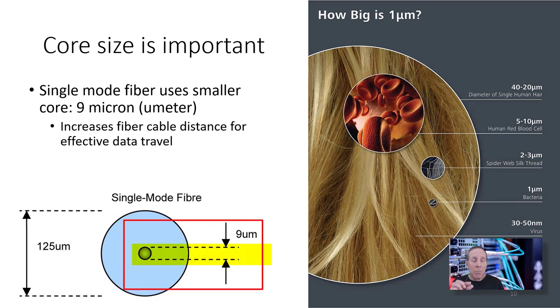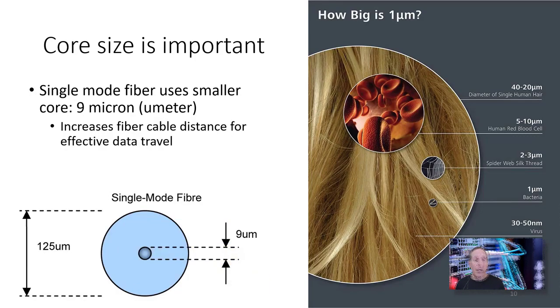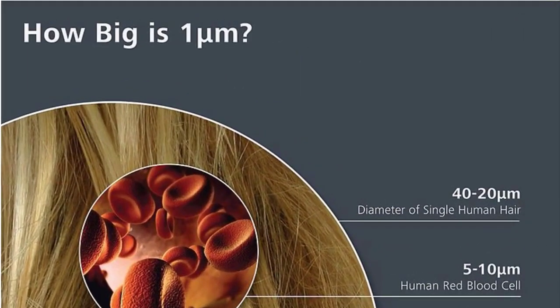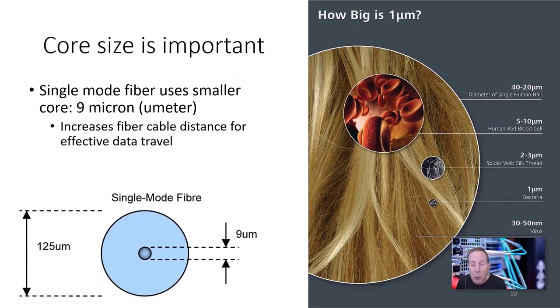That small core allows a more effective transmission of light over a long distance and at a higher speed. Just to give you a perspective on how small the single mode fiber core is, which is 9 microns, you can compare it to things on the right. A diameter of a single human hair, 40 microns to 20 microns, or a human red blood cell, 5 microns to 10 microns. Kind of gives you a perspective of how small that single mode core is.